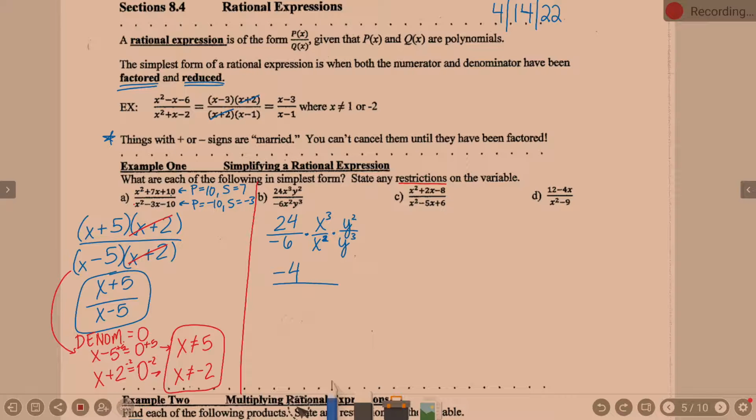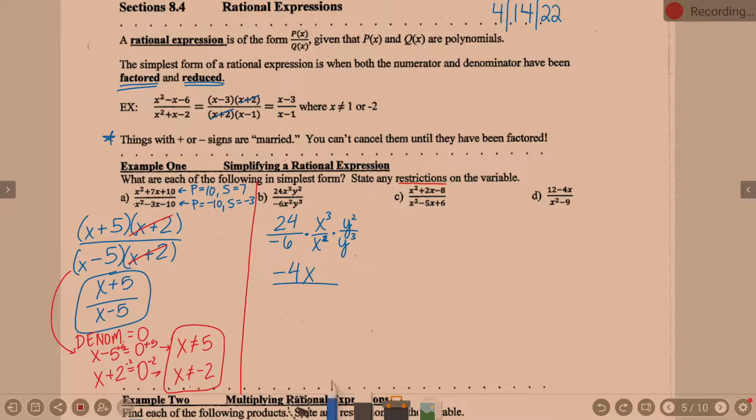How do we simplify x to the third divided by x to the second? If the bases are the same, you can subtract the exponents. So 3 minus 2 is 1. Where does that x to the first go? On top, because there were more x's on top. Do I have to write x to the first? No. No, I can just write x. Yes? Okay.